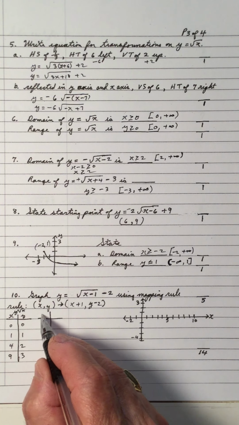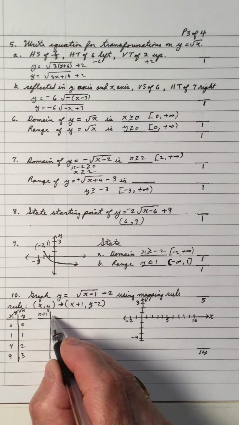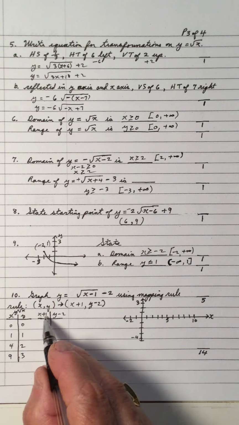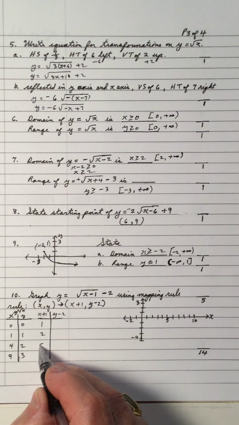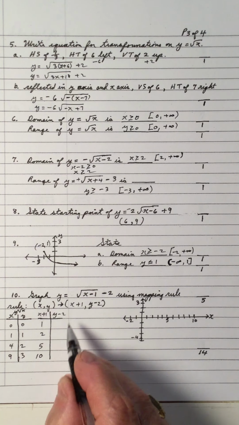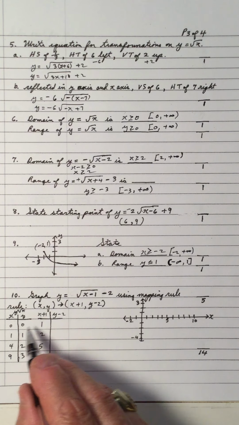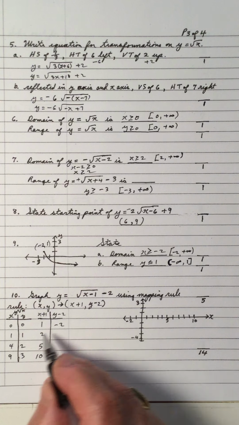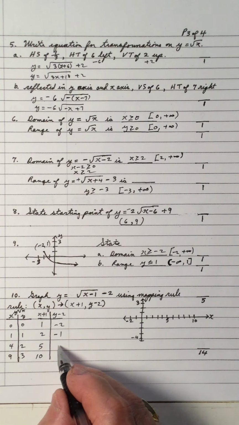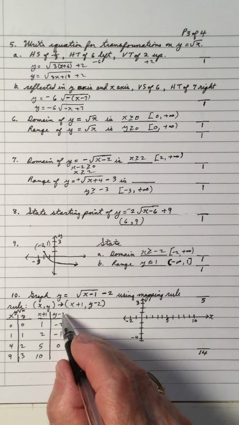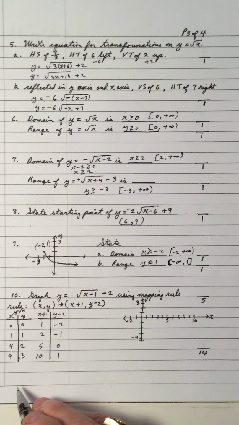So 0 plus 1 is, so this is x plus 1. This is y minus 2, so I'm going to add 1, add 1, add 1, add 1. And the y values, I'm going to take away 2. So 0 subtract 2 is negative 2. 1 subtract 2 is negative 1. 2 subtract 2 is 0. And 3 subtract 2 is 1.